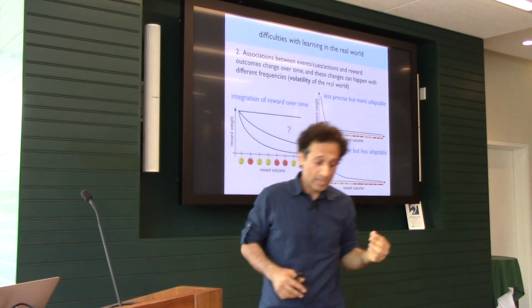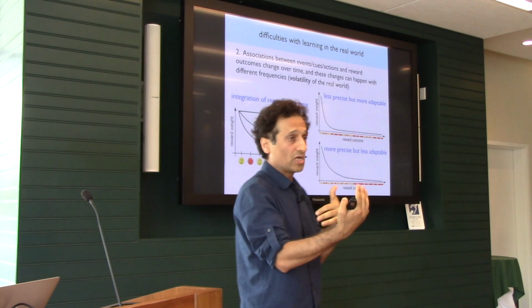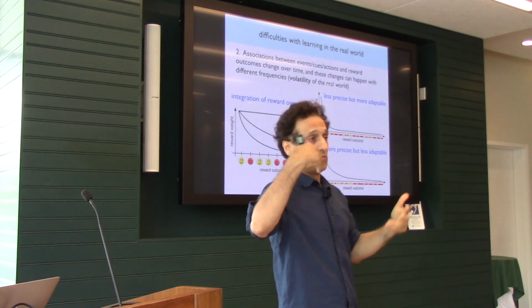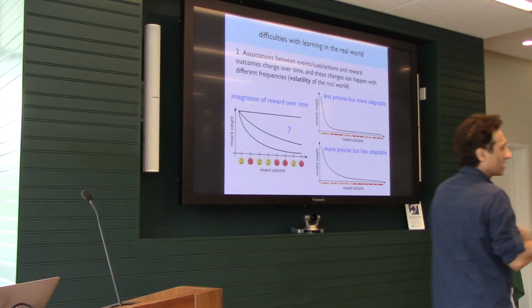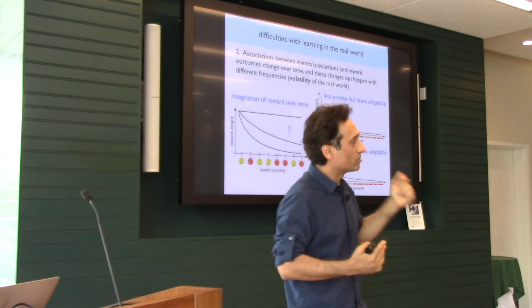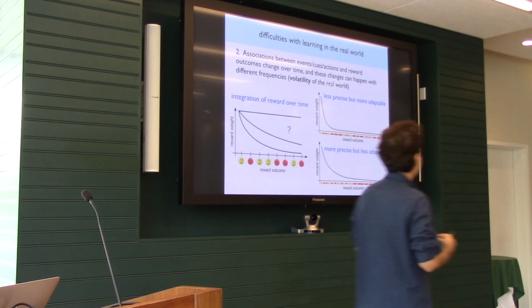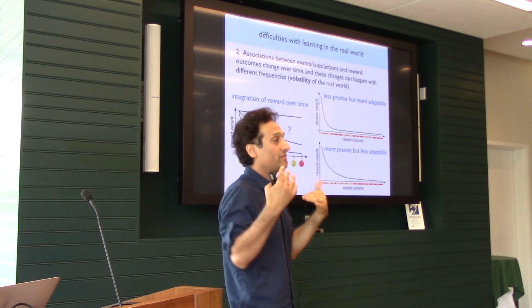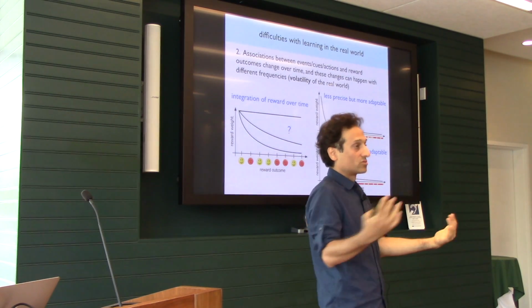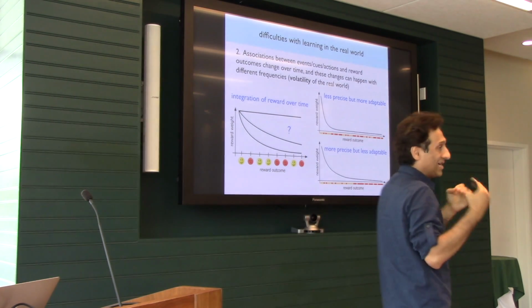And I give you another example where this trade-off shows up. The trade-off between how precise you want to be and how adaptable you want to be. If you want to be more adaptable, you need to look at the recent outcome. You need to integrate over a shorter time scale. When you do that, you lose on precision. Vice versa, if you try to integrate more, to be more precise, then if the world changes, you're screwed. Because what you know about the world is out of date.